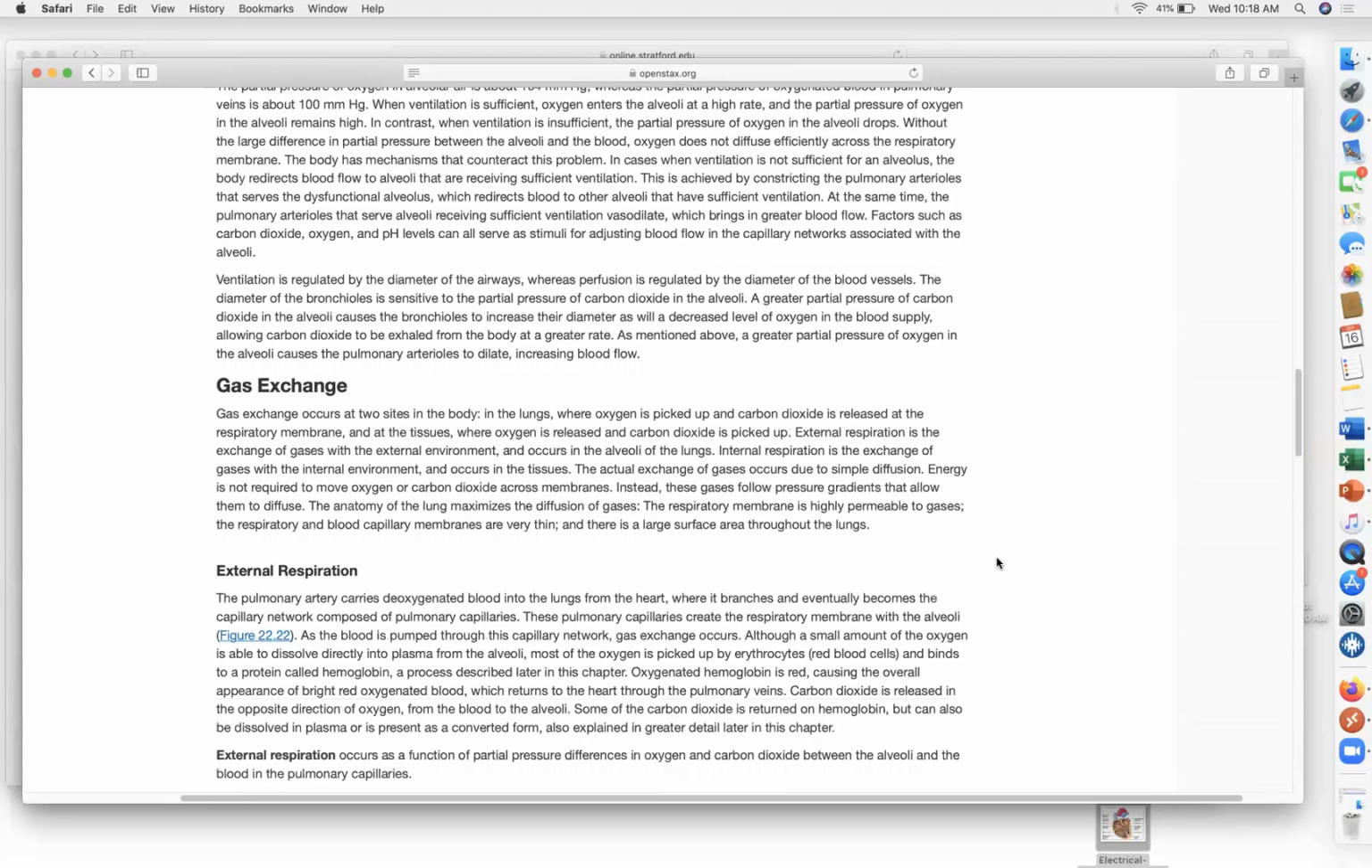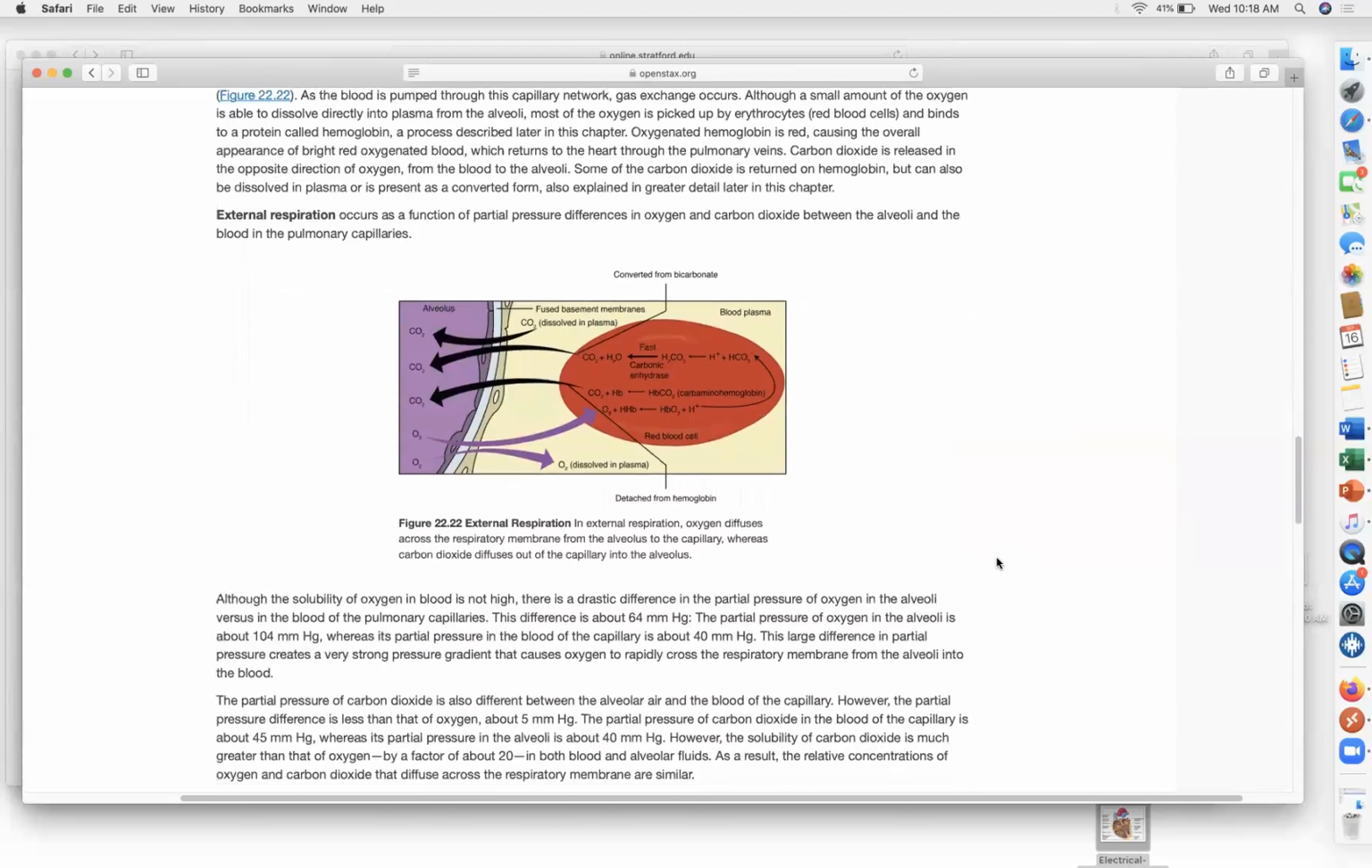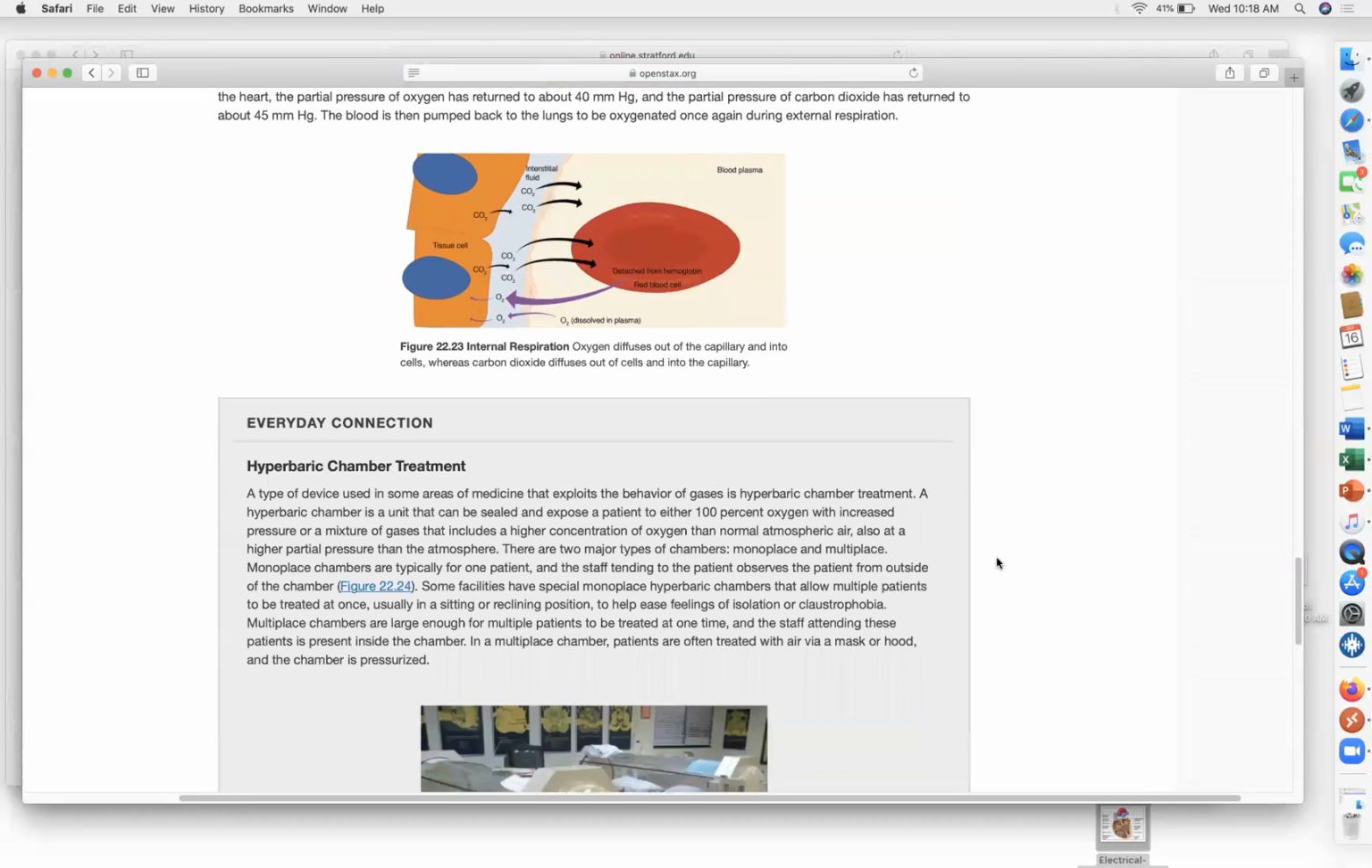Now they start going into these complex things you don't need to know. Not part of the scope of this particular class.